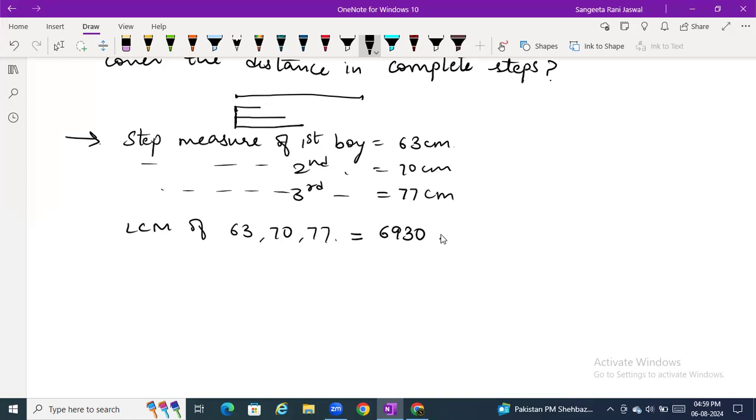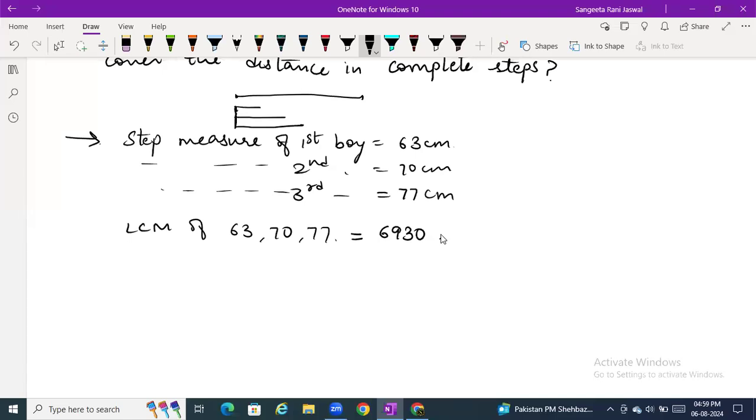So hence you will write the concluding statement. The answer statement is a must. So what will be the concluding statement? Who can tell me? They need to cover 6,930 centimeters to reach the same point. Very good. So the minimum distance that each person should cover so that they cover the distance in complete steps is this much.